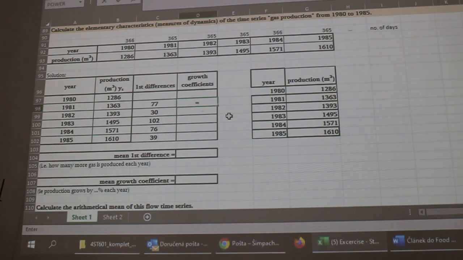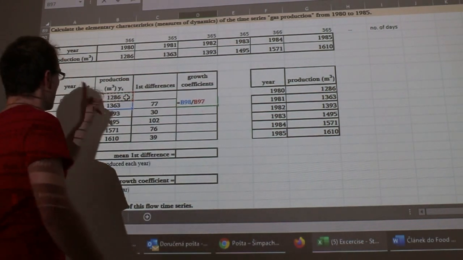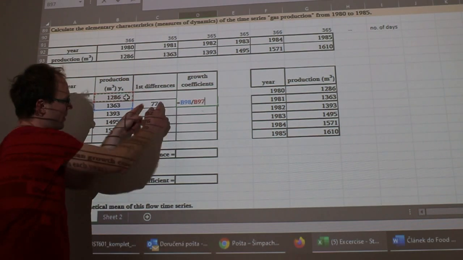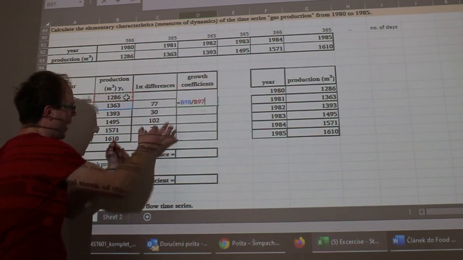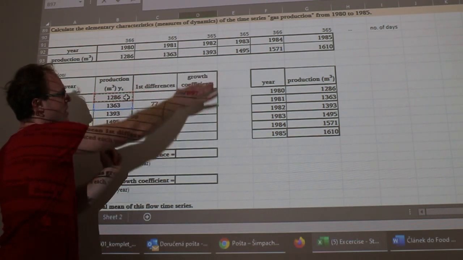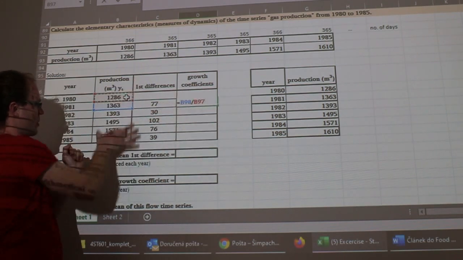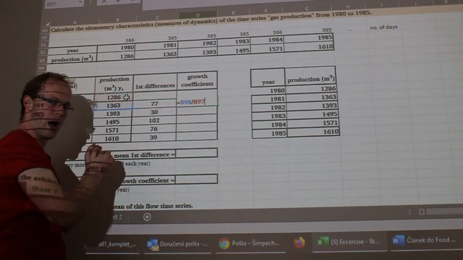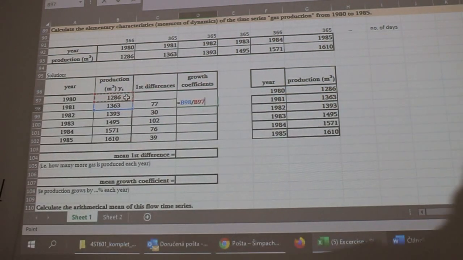There is equal sign, yes, and it's this value divided by this value. This is very important, be careful, yes. Very often mistake done by student is to calculate coefficients from these values. No, yes, this is the first difference. There we have growth coefficients. We must calculate results from original data, production of gas, yes. Okay, so this simple ratio, and what is the result?